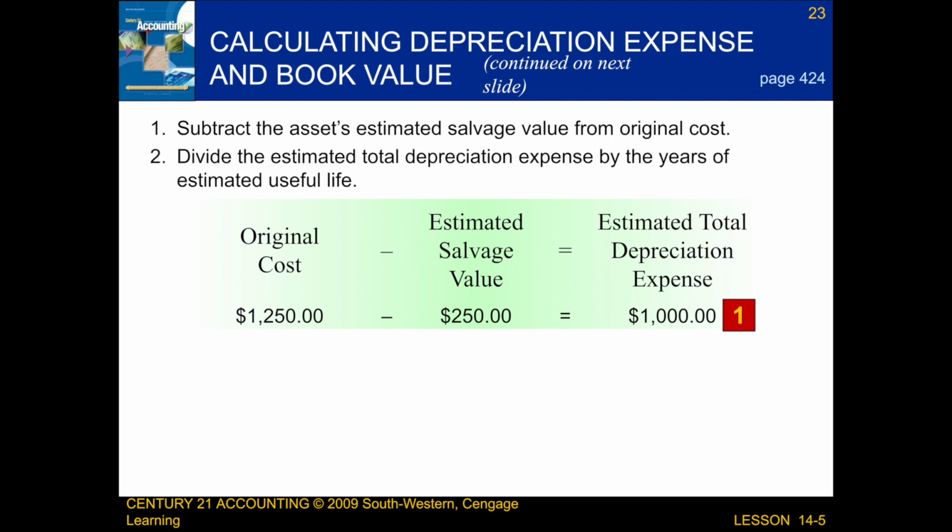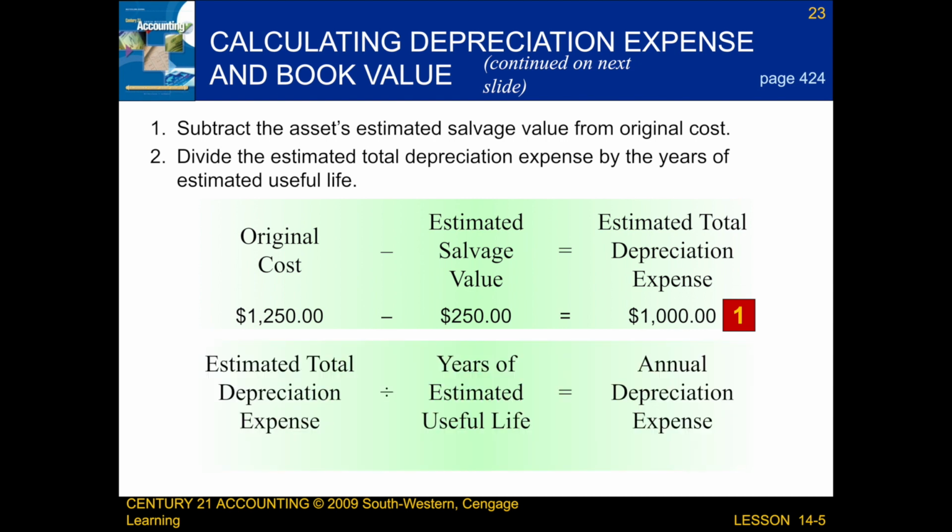Next, we divide the estimated total depreciation expense by the years of estimated useful life. So if we take the estimated total depreciation expense amount, which is $1,000, and we divide it by the years of estimated useful life, which are 5 years, that will give us the annual depreciation expense amount, which is $200.